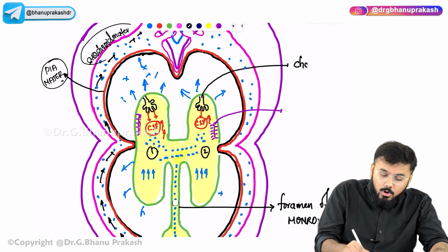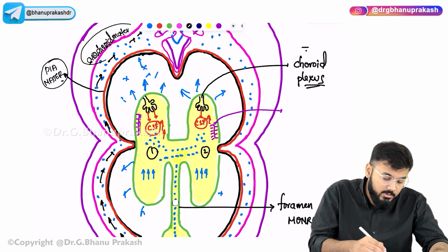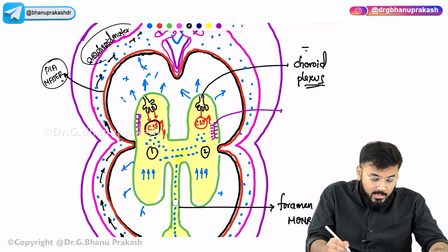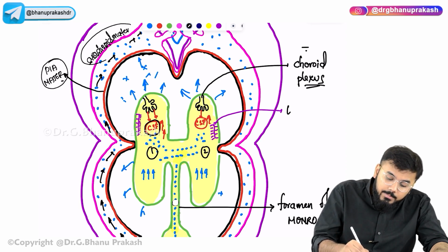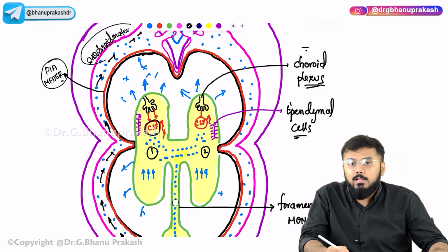These are nothing but called your choroid plexus. And remember one thing, the choroid plexus is the one which releases the CSF. Next, lining your ventricles, there are some epithelial cells. These epithelial cells are called ependymal cells.